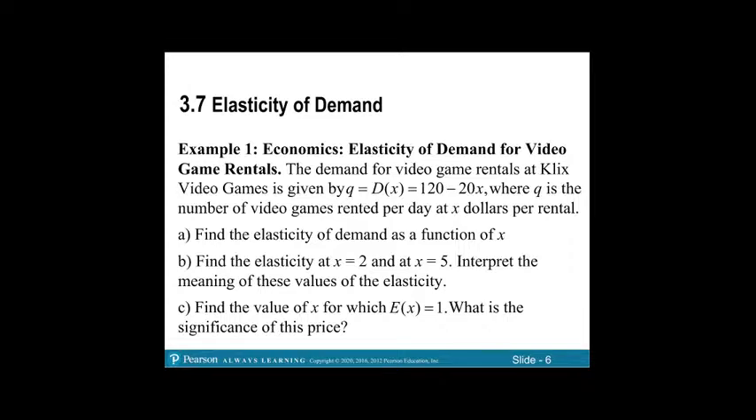With this example, on economics, elasticity of demand for video game rentals. The demand for video game rentals at Clicks Video Game is given by Q equals D of X. The demand function is 120 minus 2X, where Q is the number of video games rented per day at X dollars per rental. Part A is to find the elasticity of demand as a function of X. Part B is to find the elasticity when X is 2 and 5, and interpret the meaning of these values. And then find the value of X for which the elasticity equals 1. These are just direct applications of the formula we just saw.